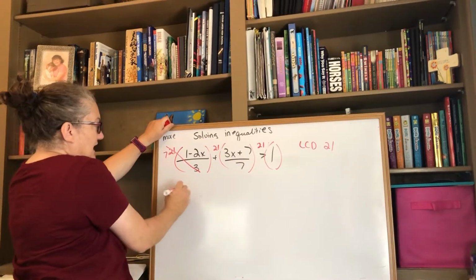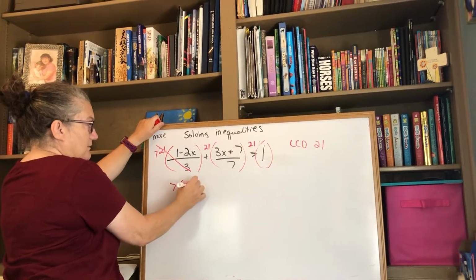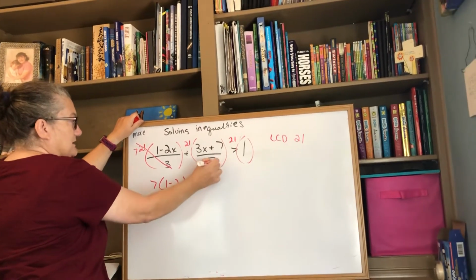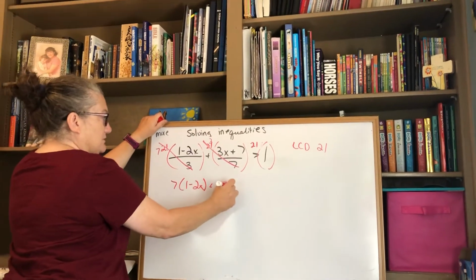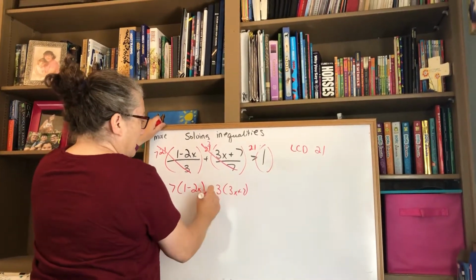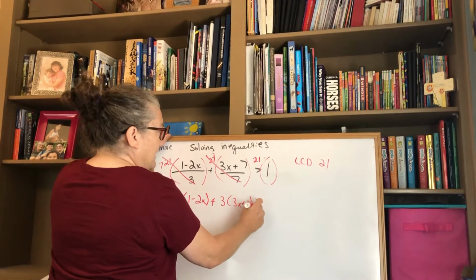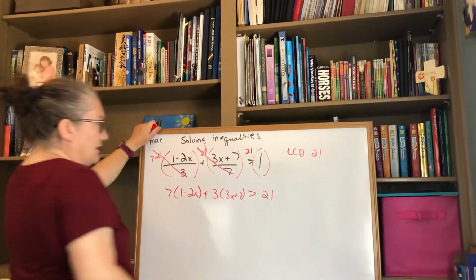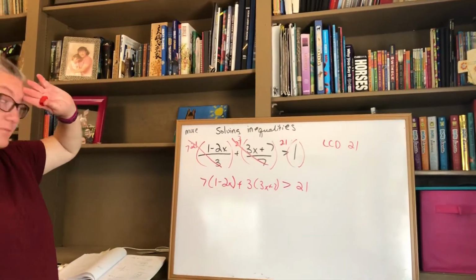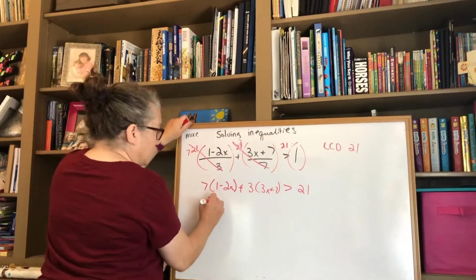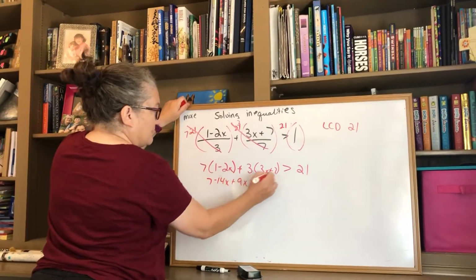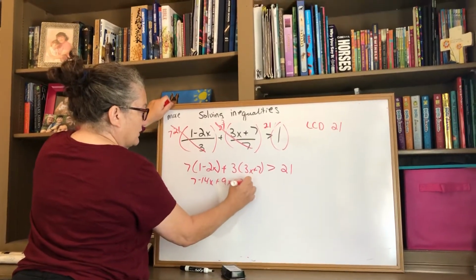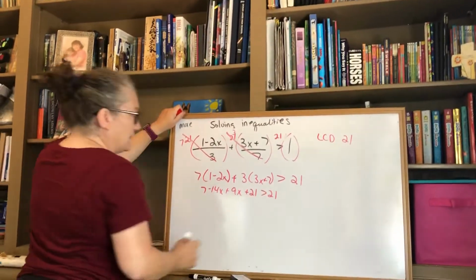Now 3 goes into 21 7 times. So I need to take 7 times 1 minus 2x. Plus 7 goes into 21 3 times, so that'd be 3 times 3x plus 7, greater than 21. Now we need to clean this up by getting rid of the parentheses. So this would be 7 minus 14x plus 9x plus 21 is greater than 21.